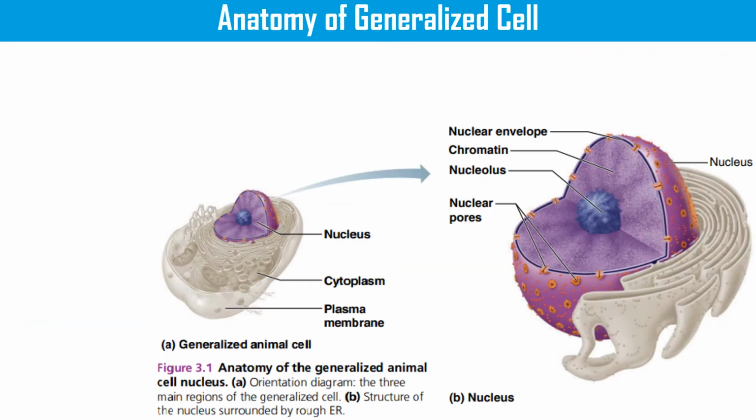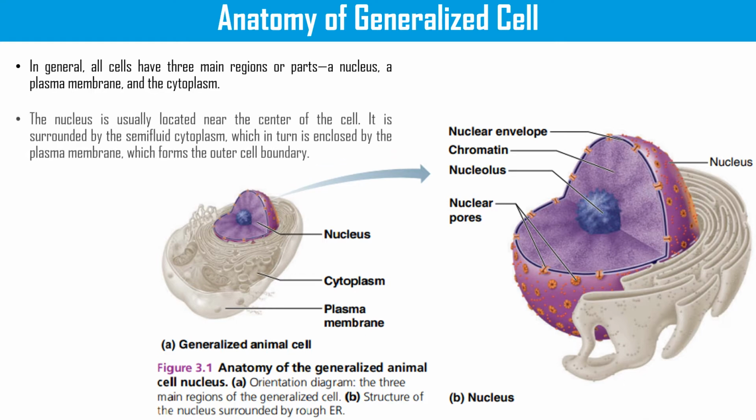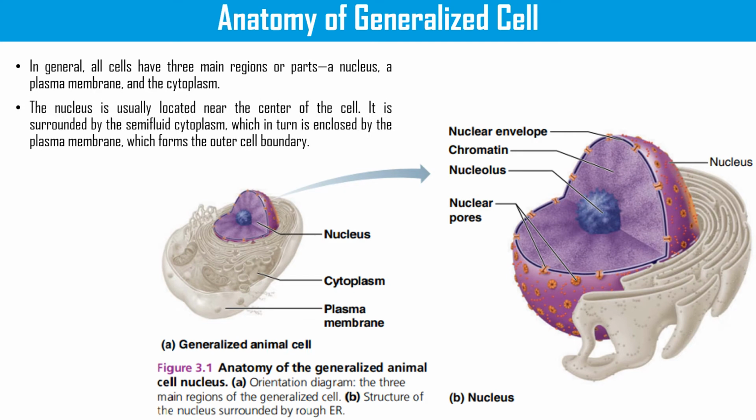Next is the anatomy of a generalized cell. In general, all cells have three main regions or parts: a nucleus, plasma membrane, and cytoplasm. The nucleus is usually located near the center of the cell. It is surrounded by the semi-fluid cytoplasm, which is in turn enclosed by the plasma membrane, which forms the outer boundary of the cell. So, the three main structures or regions of the cell are the nucleus, cytoplasm, and plasma membrane.